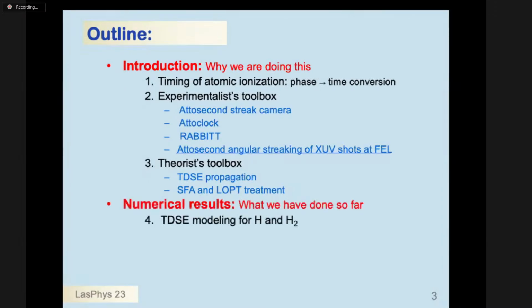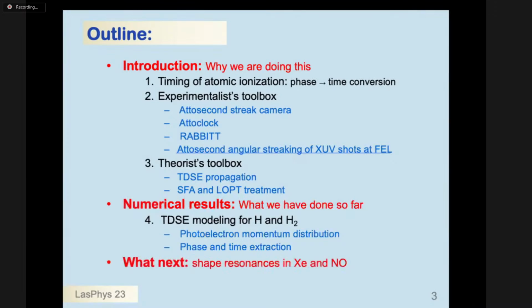Our numerical results include atomic and molecular hydrogen. And as a possible extension of this technique, we'll consider shape resonances in atomic xenon and molecular nitric oxide.